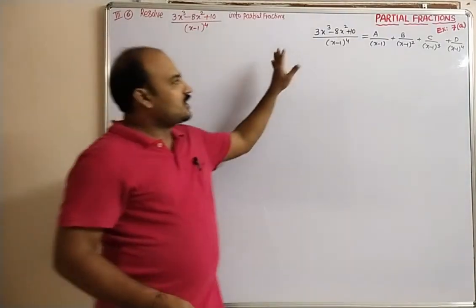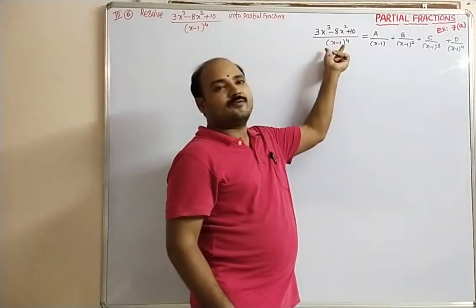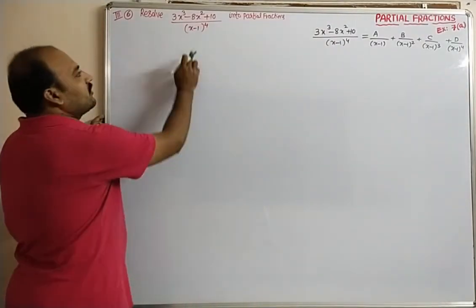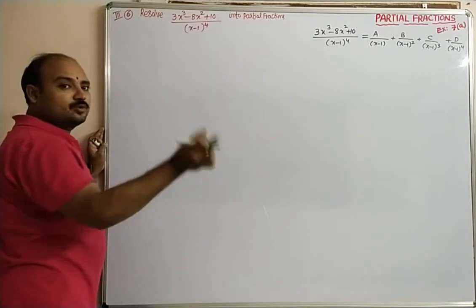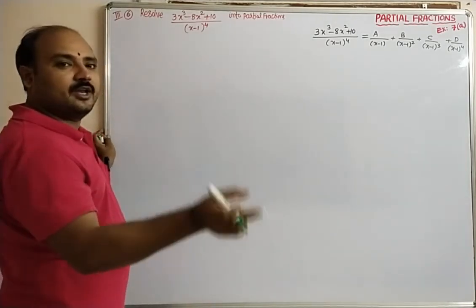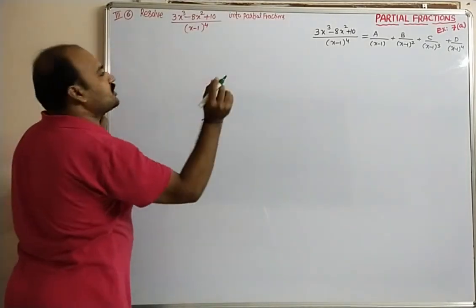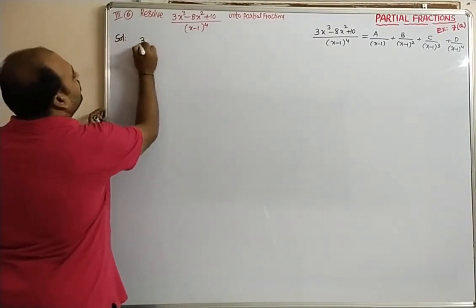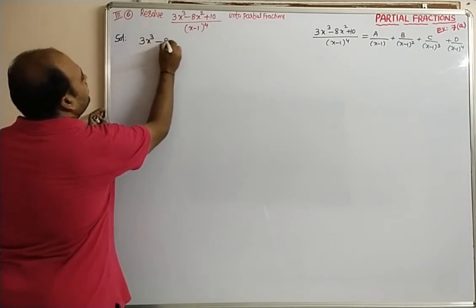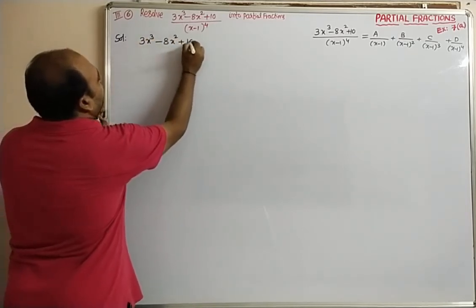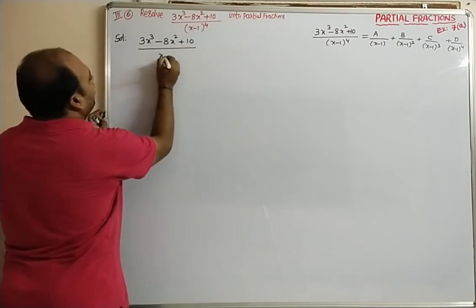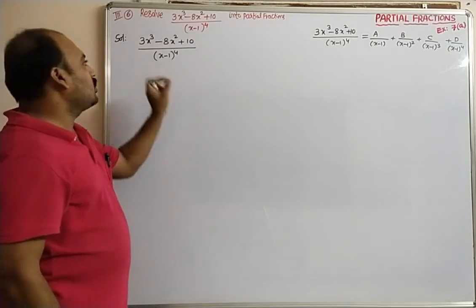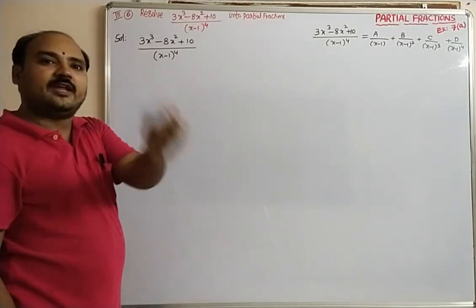Whenever only a single linear function is repeated, whatever the term is that is repeated, we can assume it as some y or t or some constant. First, given 3x cube minus 8x square plus 10 divided by x minus 1 whole power 4. First, the repeated factor we have to assume as some t.